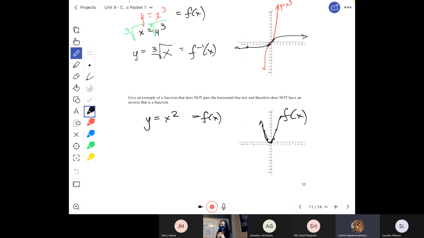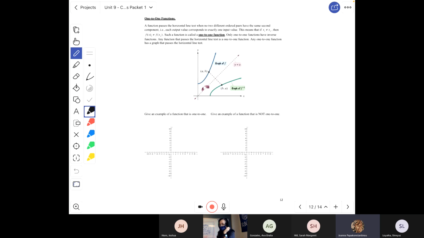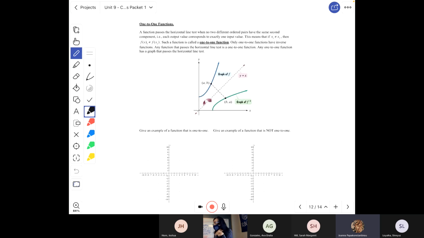Okay. Very good. Now, these special little functions that pass both the vertical and the horizontal line test, meaning each input has only one output, but each output has only one input, are known as one-to-one functions. One-to-one functions are functions that pass the vertical line test because they are in fact functions, but also pass the horizontal line test, so that means that their inverse is also a function. Okay?